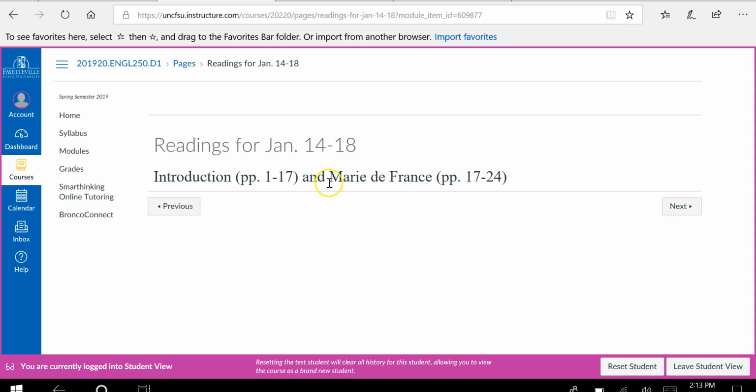And then when I simply have an author's name and the page numbers, what that typically is going to include is a biographical introduction on that author, this week Marie de France, and then a work or two by that author. For this week, Marie de France, you have Bisclavret, which roughly translates into a werewolf. It's an interesting little poem.